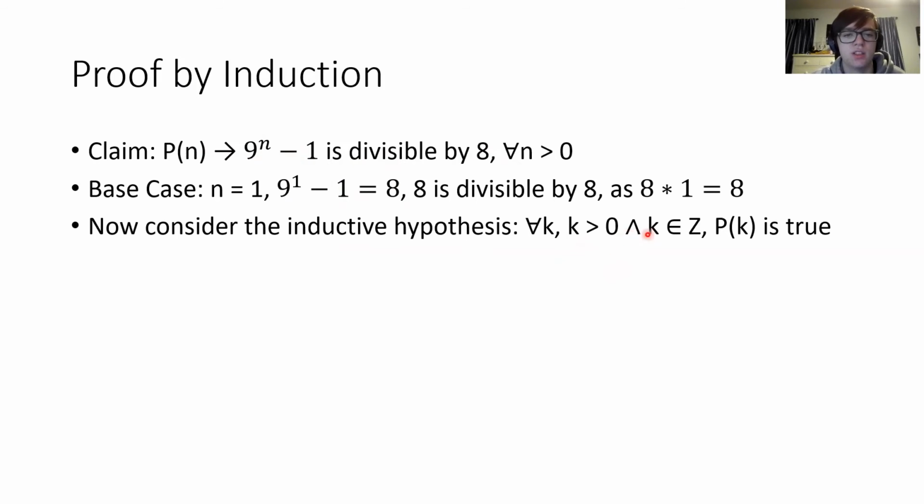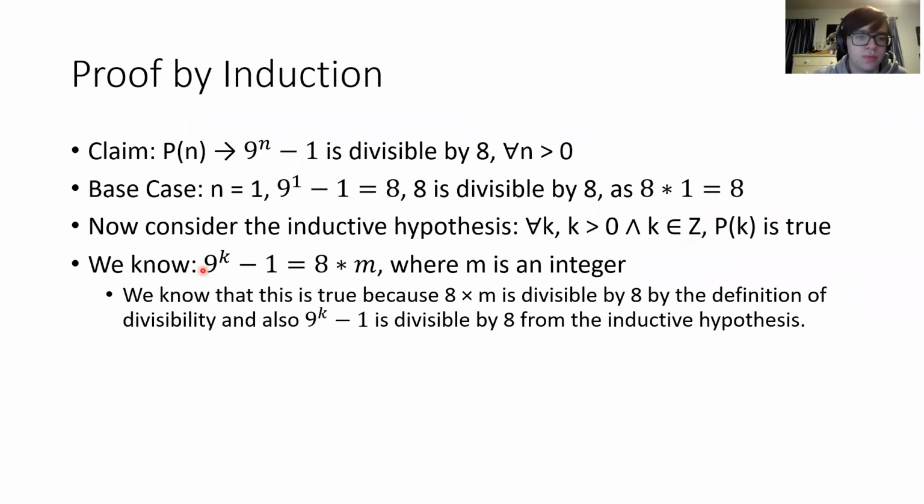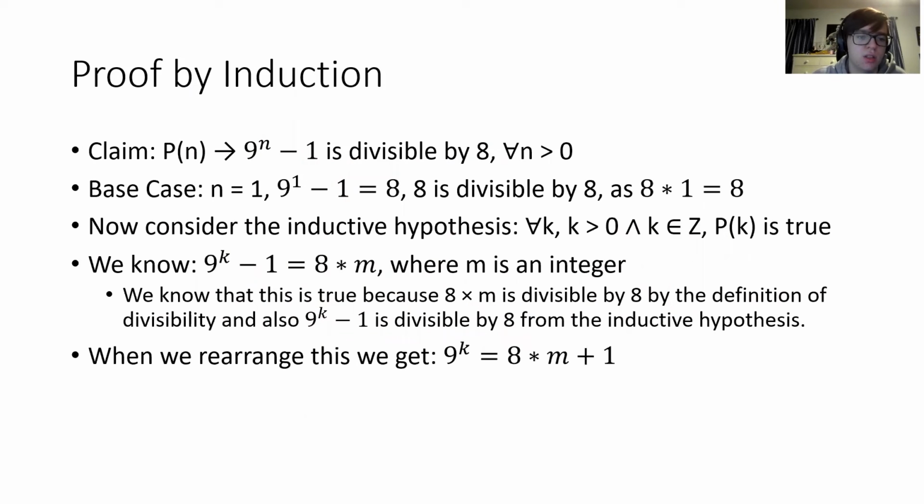Now consider the inductive hypothesis. For all k, where k is greater than 0 and k is an integer, P of k is true. This is pretty much saying that for all integers greater than 0, 9 to the k minus 1 is divisible by 8. So now we know that 9 to the k minus 1 is equal to 8 times m, where m is an integer. I explained this in the last slide, I believe. 8 times m is divisible by 8 by the definition of divisibility, and 9 to the k minus 1 is also divisible by 8 from the inductive hypothesis. So we can rearrange this like we did before: 9 to the k is equal to 8 times m plus 1.